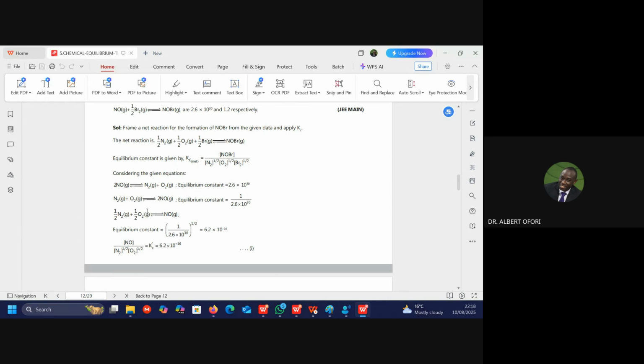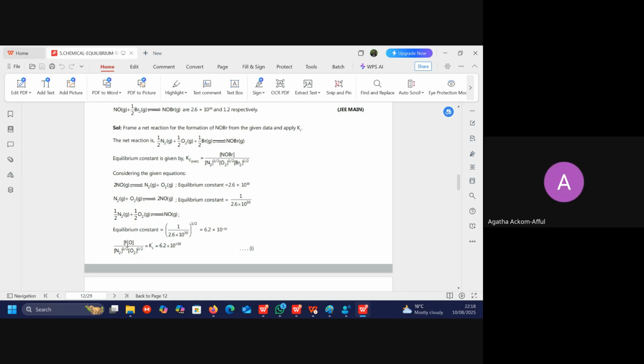Then we halve it again, so it becomes all raised to the power 2. So that's the value, and that is how the new K of this equation will be. I hope that enters well.